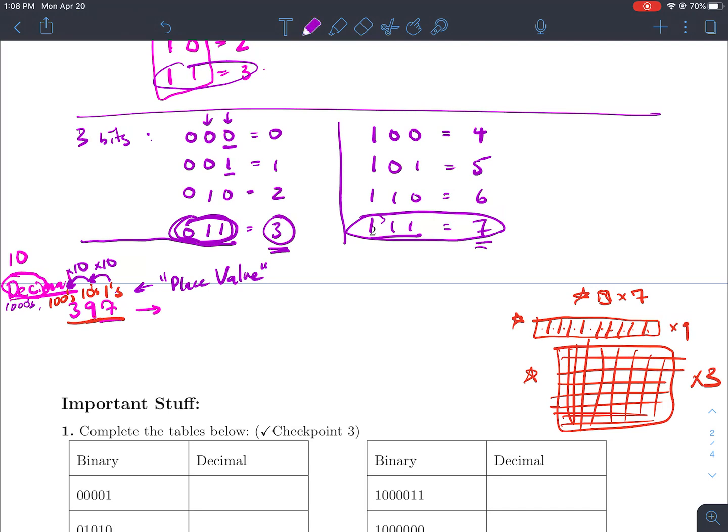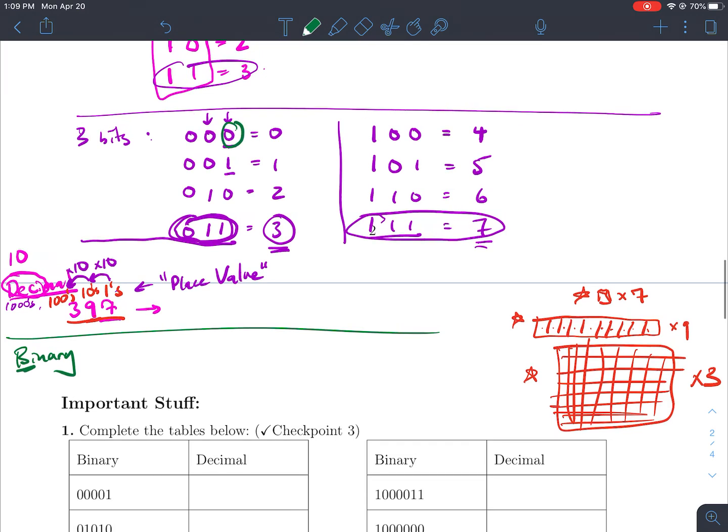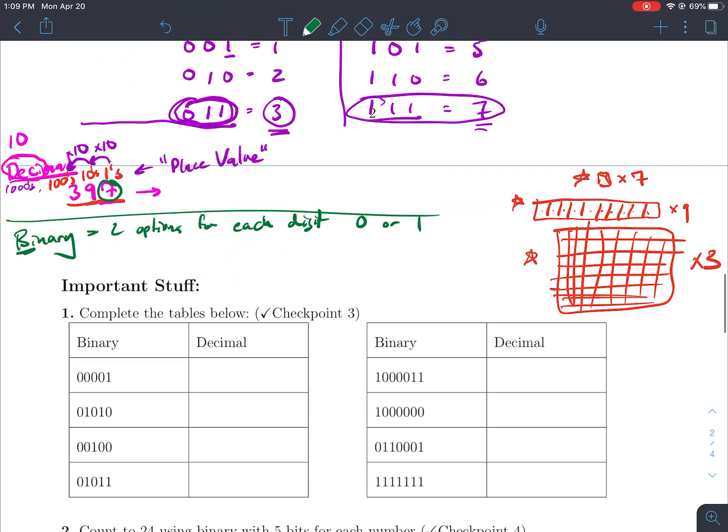So in binary, things work really similarly. The reason why we call it binary is the prefix bi means two options. So here, this would either be a 0 or a 1. Deci was the case because we had 10 options for this number. In binary, you're going to have two options for each digit, either a 0 or a 1. So if we think about a binary number, like, I don't know, 10110, it's a number that consists only of two different options, 0 or 1 for each digit.